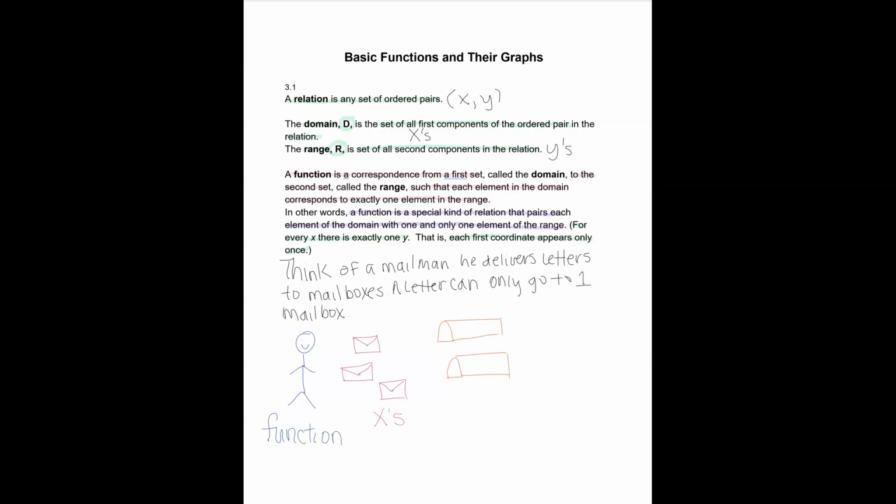And these are our y's. So each letter can only go to one mailbox, right? Like that letter can only go to that mailbox, and this letter can only go to that mailbox. Now a mailbox can take two letters, right? But this letter can't also go to this mailbox. That's impossible. Maybe if we tore it in half, but that's not legal. So this is a function, right? Each letter can only go to one mailbox.